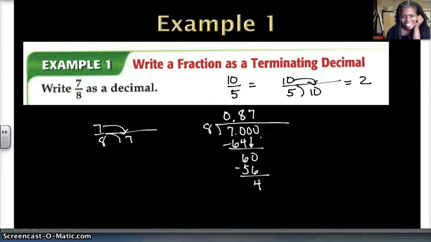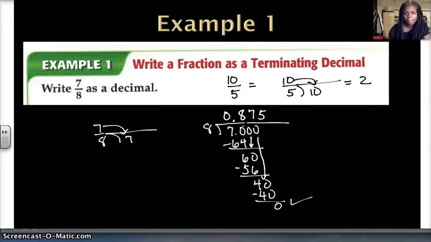All right, so the next thing I'm going to do is drop another 0. And now 8 goes into 40 how many times? 5. And that's exact, because 5 times 8 is 40. I have no remainders, and I'm done. I just happened to put 3 zeros. I didn't know it would work out. Sometimes you have to continue to add zeros on and on and on.